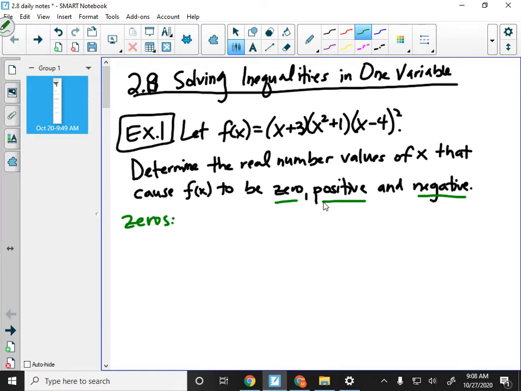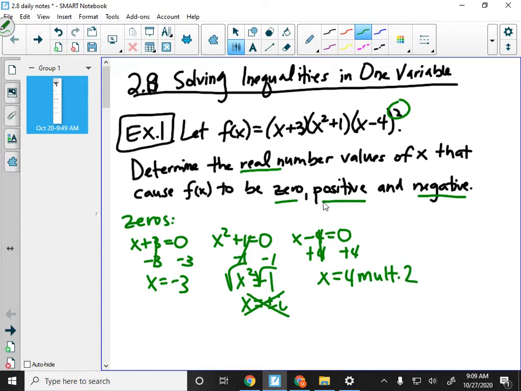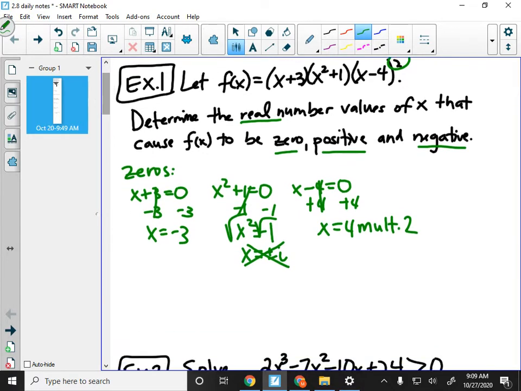To find our zeros, since it's in factored form, I'm just going to set each piece equal to 0 and solve. This first piece, I get x equals negative 3. This next piece, I get plus or minus i, but I want the real number zeros. That's not a real number, so I don't want that. And then this last one, I get 4. However, notice that that was raised to the exponent of 2, so I'm going to add a multiplicity 2 at the end of that.